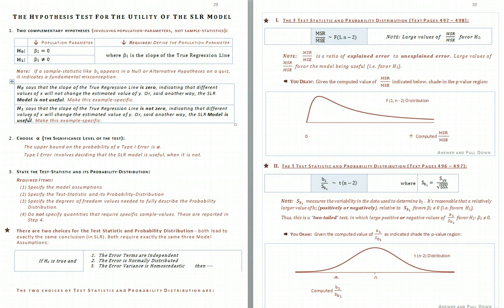The second step is to choose the significance level alpha. We impose a maximum probability of alpha on deciding that the model is useful, when in fact the model is not useful.